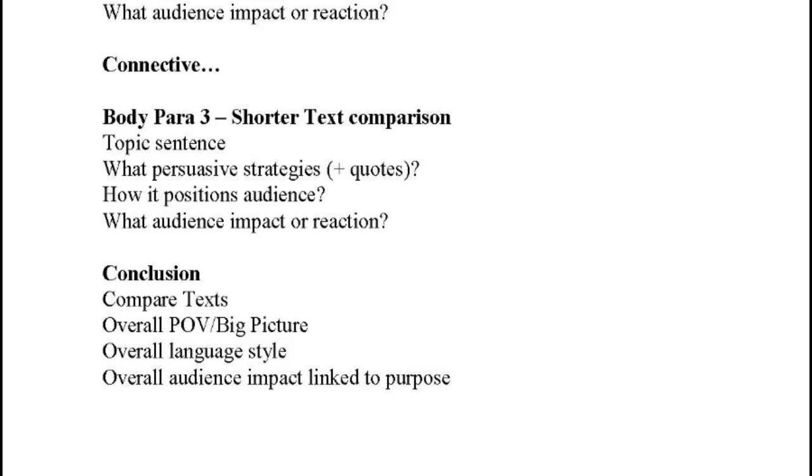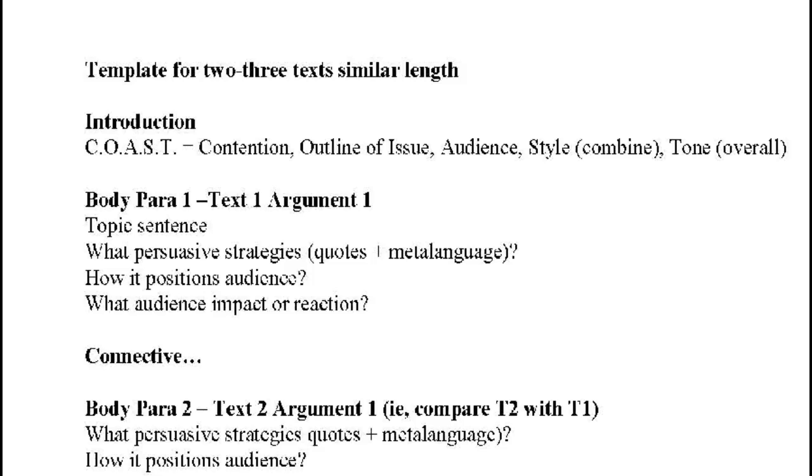Okay, and then I think there's one more template that we can think about. The third suggested template is when you have an exam question which gives you 2 or 3 texts of similar length, so there's no difference between the length of the text. In this case, the suggested template is first to do the same kind of introduction, COAST, then to do the first paragraph to look at the key argument for text 1, with the topic sentence, persuasive strategies, how it positions the audience and so on.